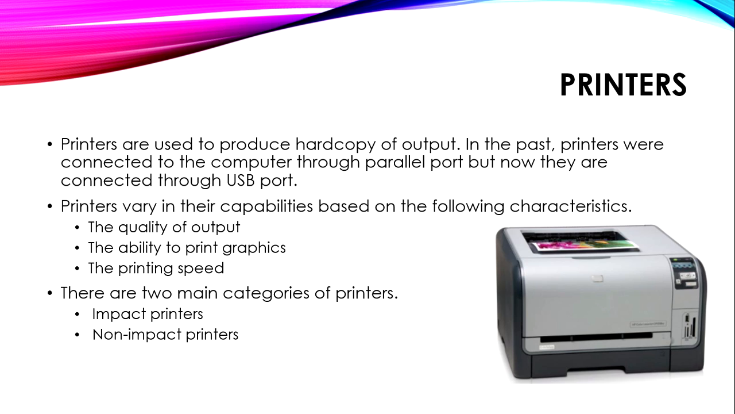There are two main categories of printers: impact printer and non-impact printer. First, we will discuss impact printer. Impact printers are those printers which work like a typewriter. Impact printers use an electromechanical mechanism which causes the character shapes to strike against the paper and leave an image of the character on the paper. Examples of impact printers are dot matrix and chain printers. These printers' printing quality is low and they produce noise.